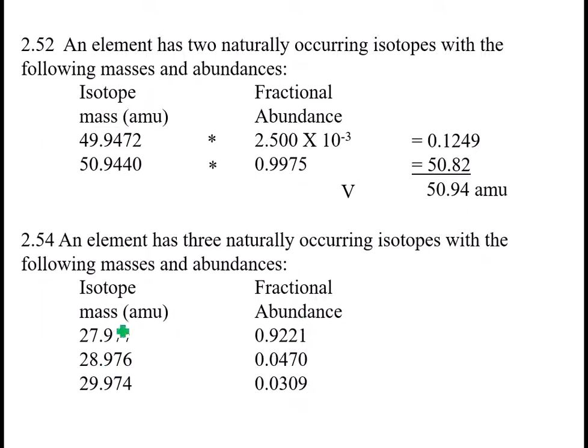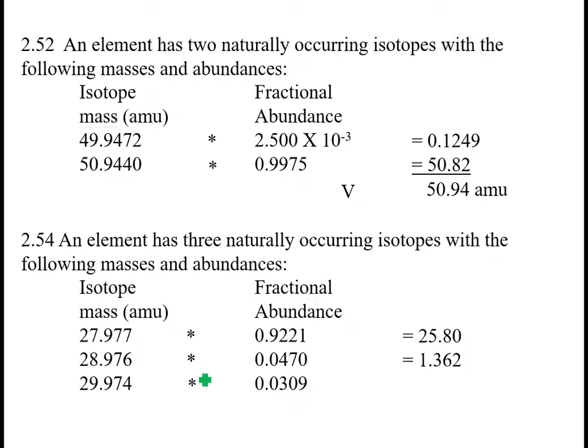This would be basically 28, this would be 29, and this would be 30. Okay, again, the one with the highest fractional abundance is this 28, so it's going to be somewhere around 28. Okay, but I do the same thing. I'm going to multiply 27.977 times 0.921221, and I get 25.80. 28.976 times 0.0470 gives me 1.362.